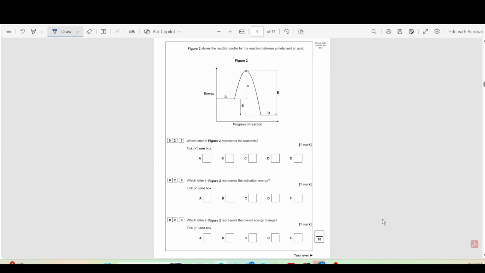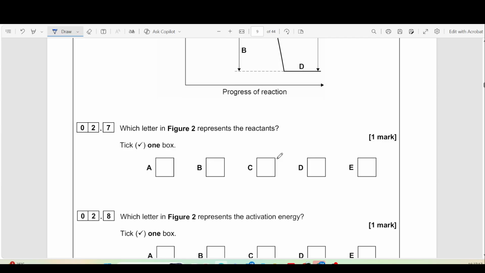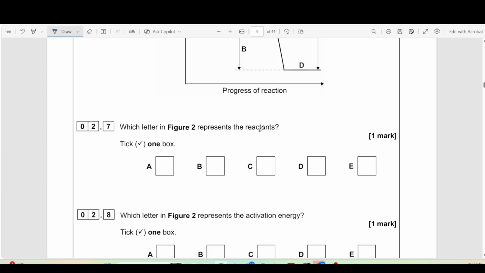Okay, so figure 2 is showing the reaction between a metal and an acid. Based on this, there are A, B, C, D. Which letter in the figure represents the reactant? Basically, reactant means the substance which is mixed to get some product.